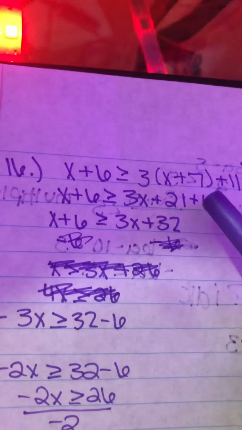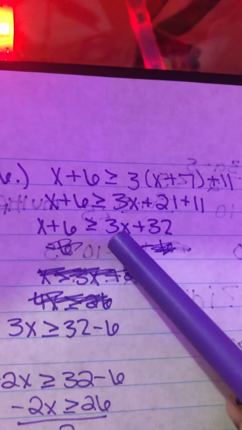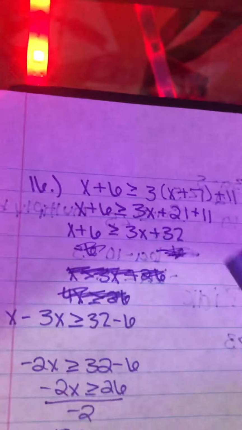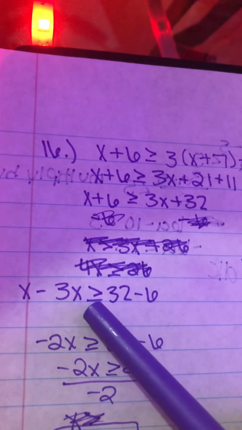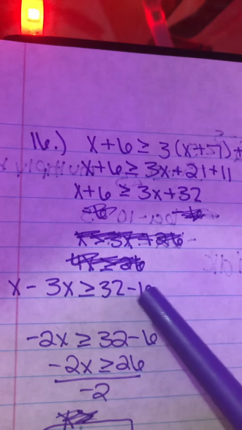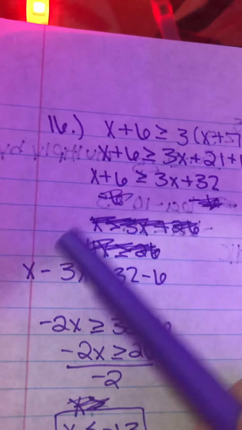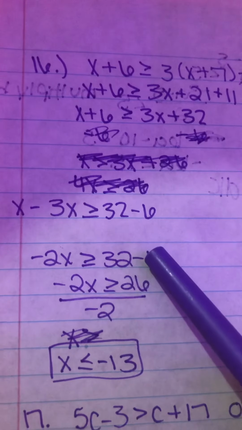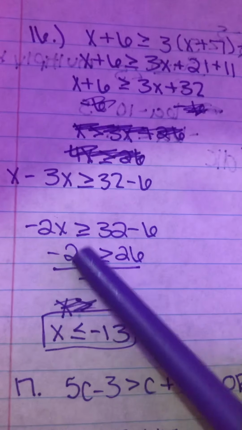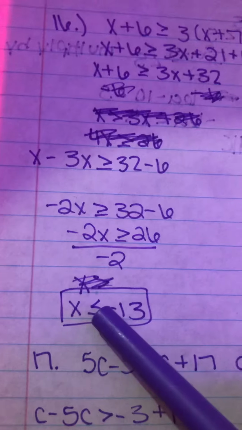So I added the 21 and 11, so I got x plus 6 is greater than or equal to 3x plus 37. So I moved it around and got x minus 3x is greater than or equal to 37 minus 6, because I moved these two together and these two together. So I got negative 2x is greater than or equal to 31, and then divide that by negative 2 to get rid of this. Then I got x is less than or equal to negative 13.